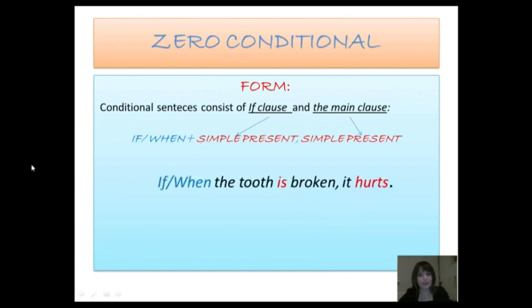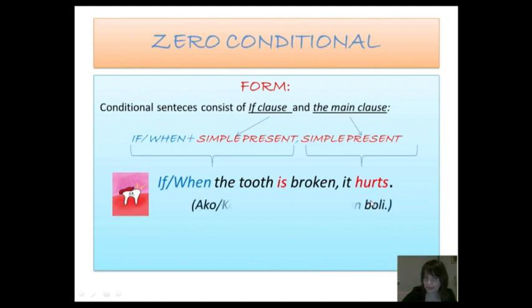What does it say? We have example here which says, if or when the tooth is broken, it hurts. As you can see, this first part is the if clause. If or when the tooth is broken. The verb is in simple present tense. The second part, it hurts, is the main clause, and the verb hurt is also in simple present tense. Let's find the meaning of this sentence. Ako, kada je zub pokvaren, on boli.